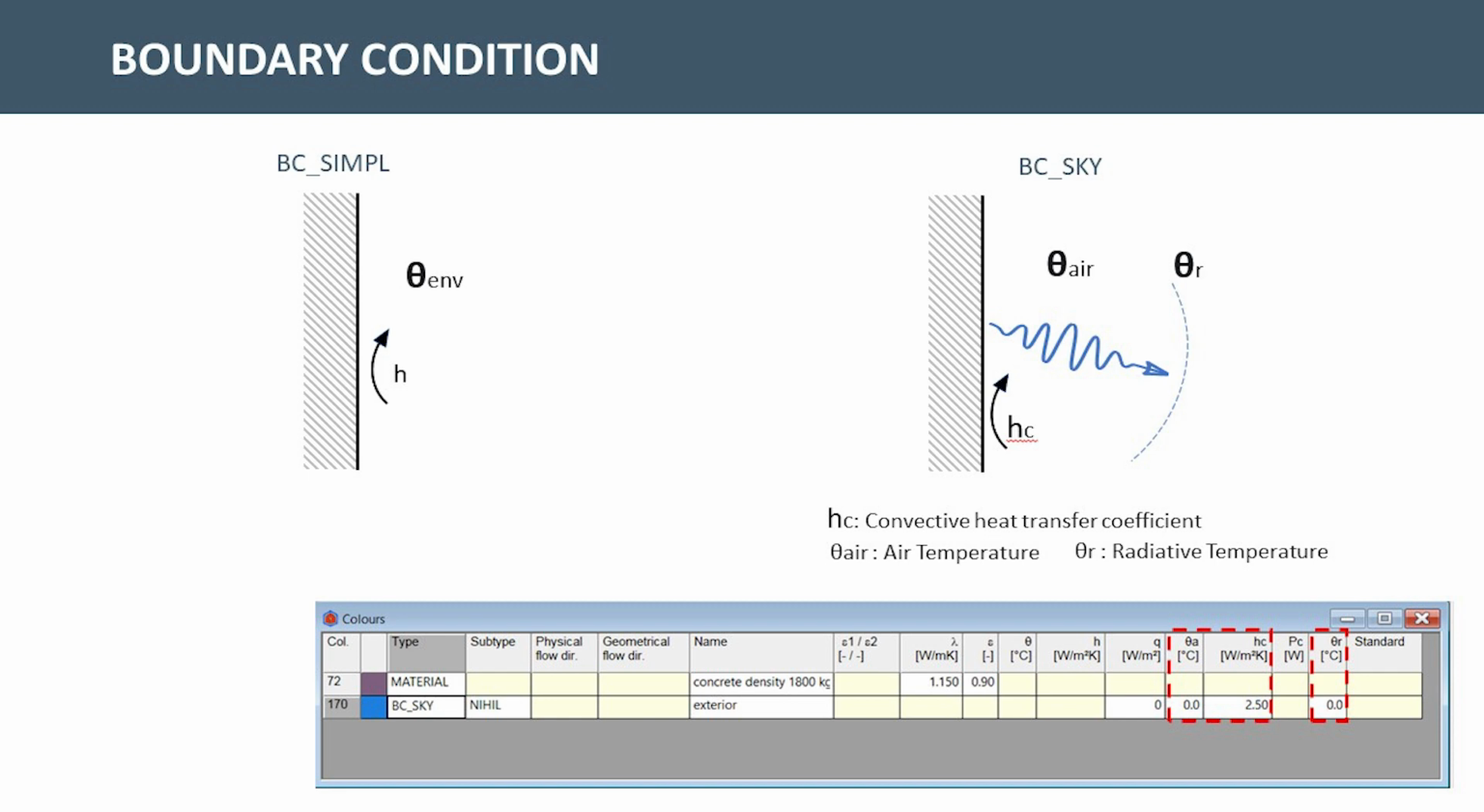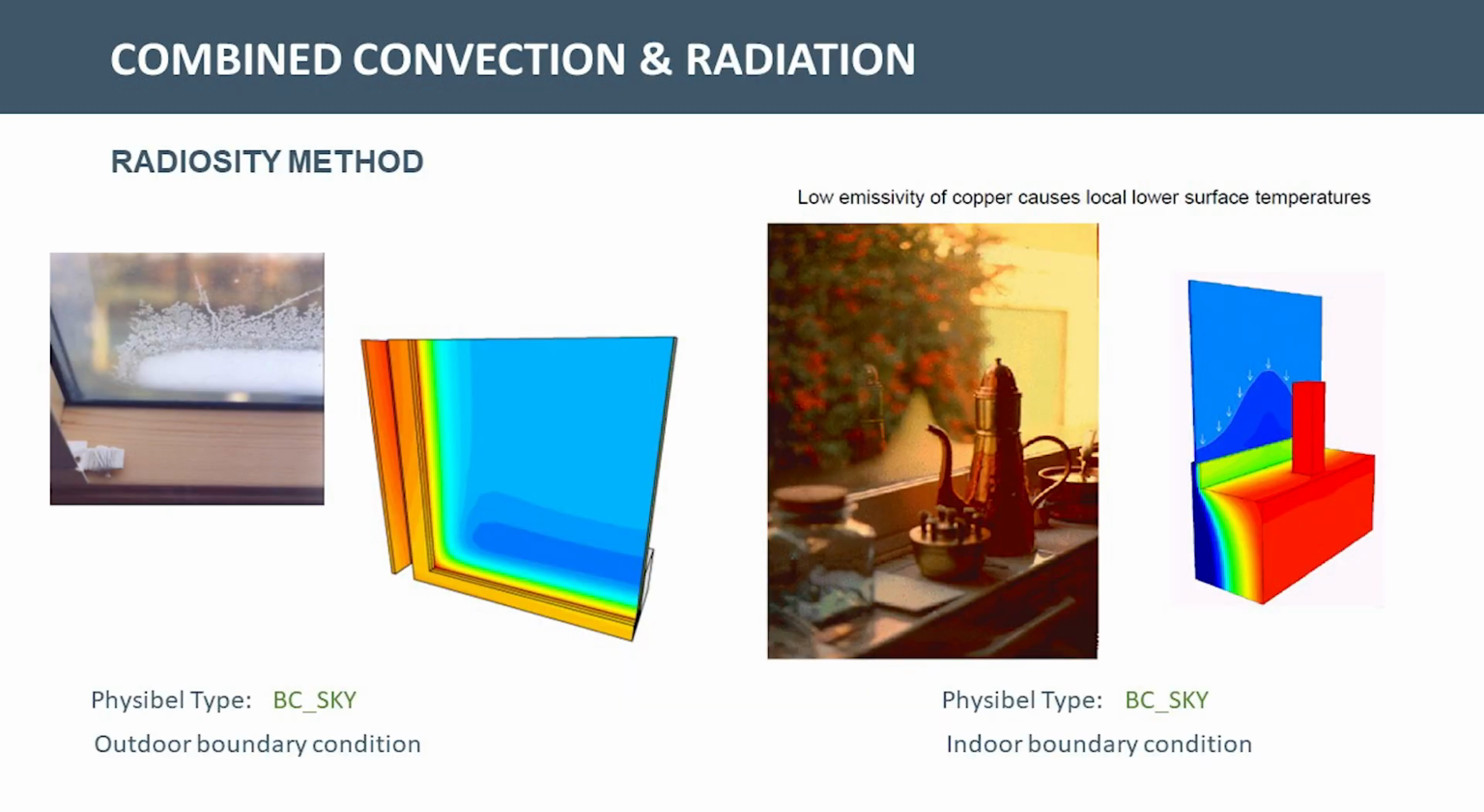Convection is defined via a convective heat transfer coefficient Hc. For radiation towards the environment, one should define the radiation temperature of the environment, theta R. The example on the left shows the use of BC-sky to model the undercooling condensation caused by the outer side of a skylight during clear sky night conditions. BC-sky is not just used for exterior boundary conditions. In this example towards the right, we place a coffee pot with a low-E surface near the window and see the reduced heat transfer towards the window. Here we input the indoor boundary condition as BC-sky to perform a detailed radiosity analysis.